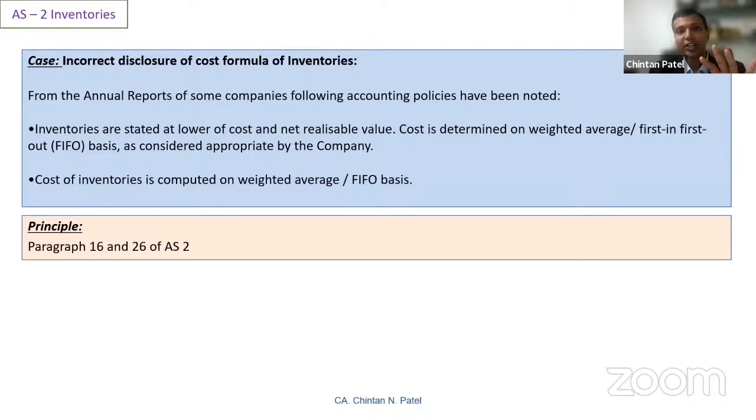Just think from the stakeholders' point of view. Somebody reading the financial statements gets the indication that the company decides by itself whatever is appropriate. It is not the correct professional language for an accounting policy. The second way it is mentioned, cost of inventories is computed on weighted average or FIFO basis. Again, it is incorrect. What has to be specific when you write the accounting policy? Probably you have raw material on a weighted average cost formula, and work in progress can be FIFO, but it has to be clear.